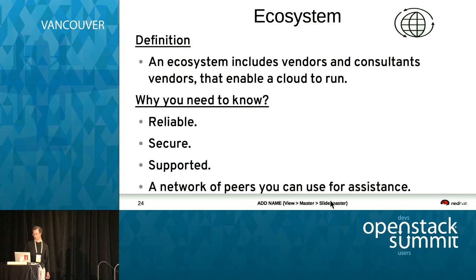Why is it important? So your cloud needs to be reliable, secure, and supported, right? So Amazon will tell you all the various vendors and all the precautions that they run to keep their cloud running and all the people, vendors that they partner with. When you do OpenStack inside your data center, you want to also have a group of vendors that you partner with that help you keep that cloud running.